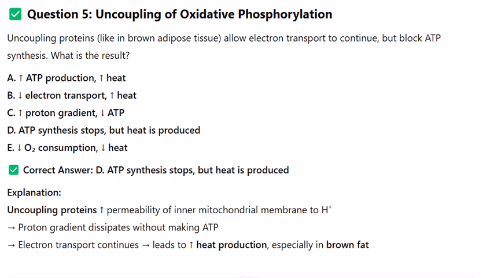Explanation: uncoupling proteins increase permeability of the inner mitochondrial membrane to H+. Proton gradient dissipates without making ATP. Electron transport continues, leads to heat production, especially in brown fat.